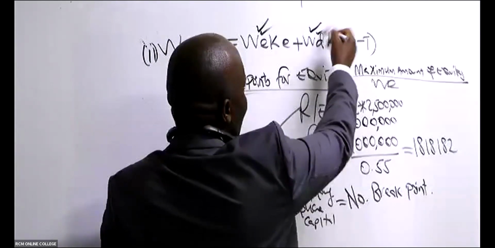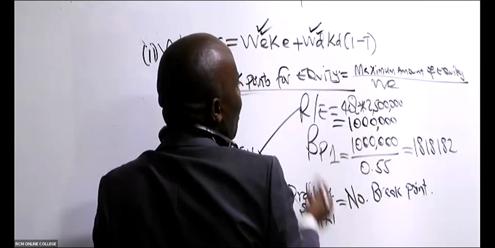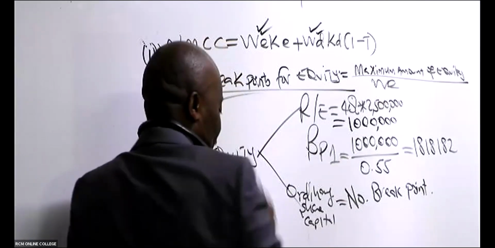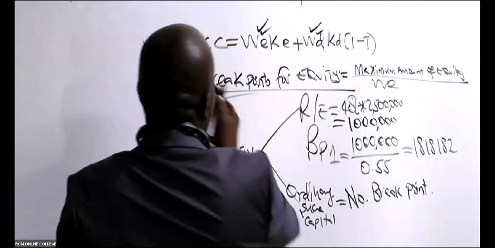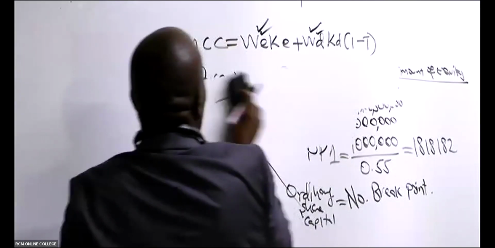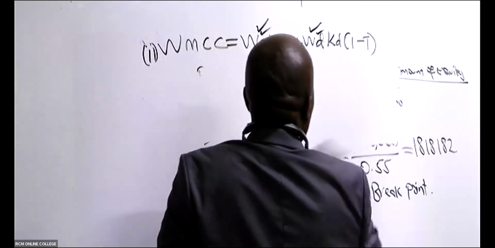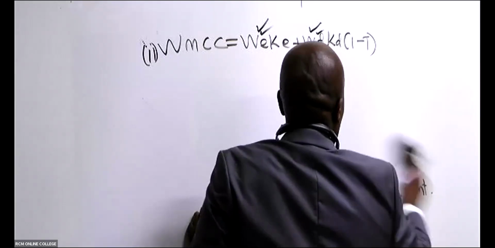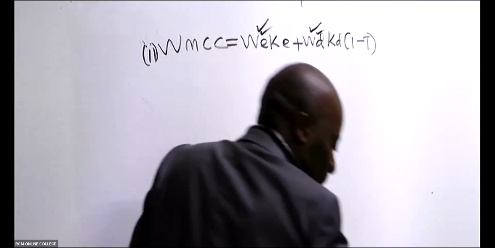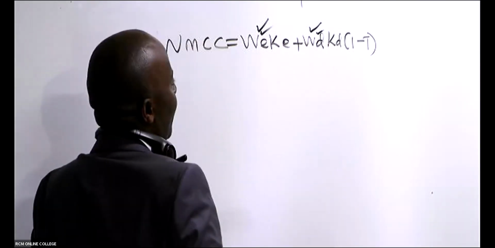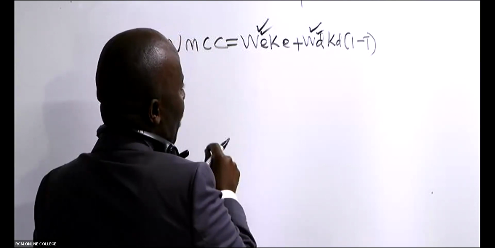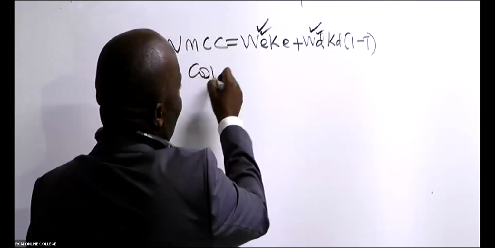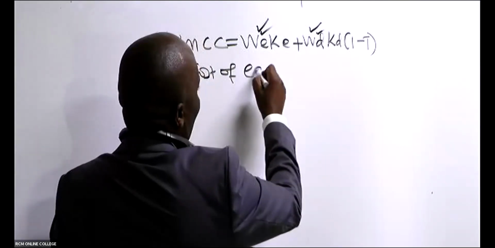So you see, we don't have a problem with the weights, we already have them. But we don't have the cost of the capital components. So first, calculate the cost of capital components, and we shall start with the cost of equity.